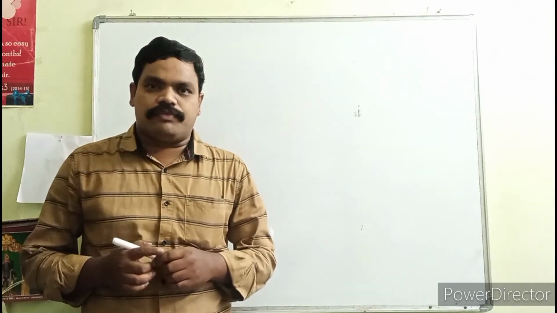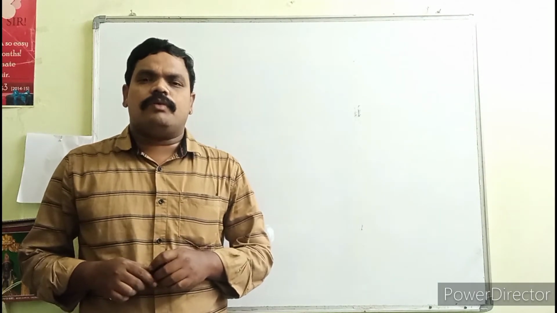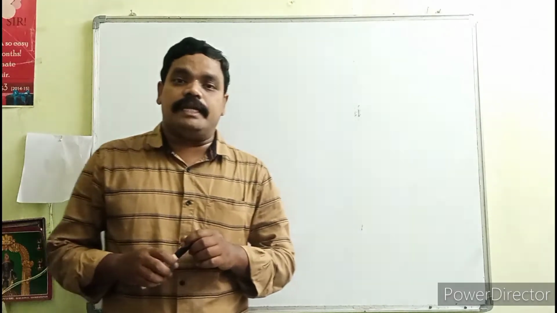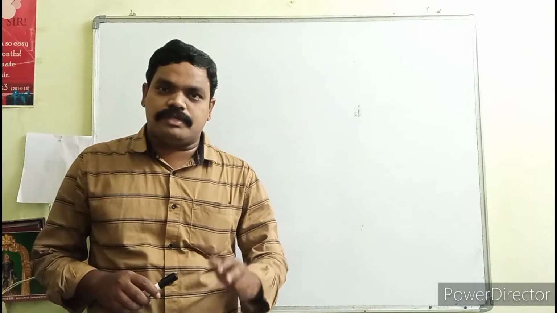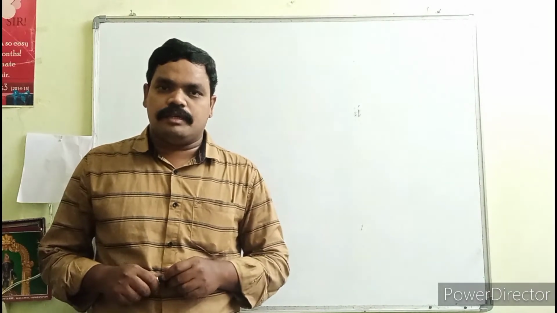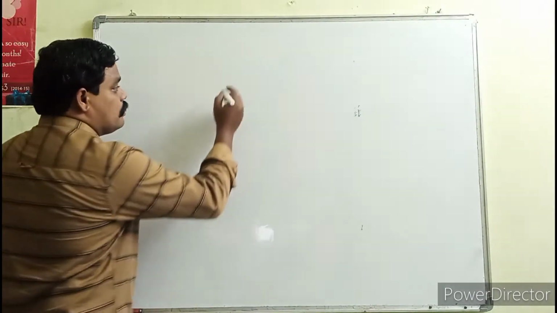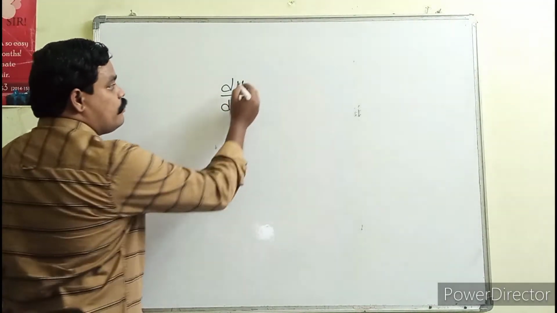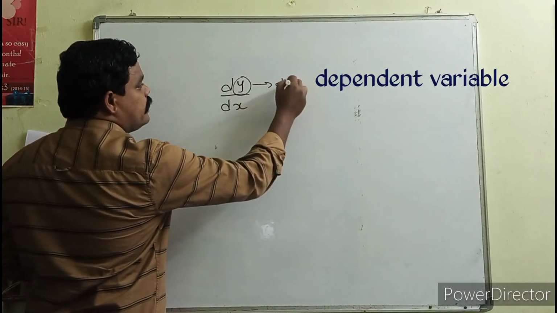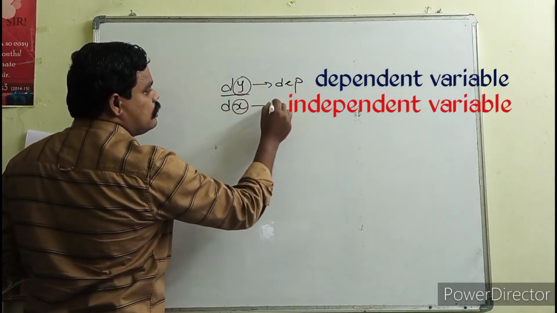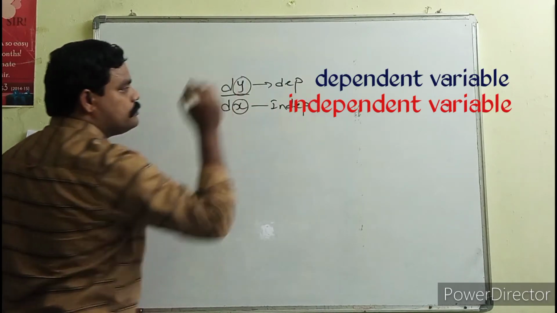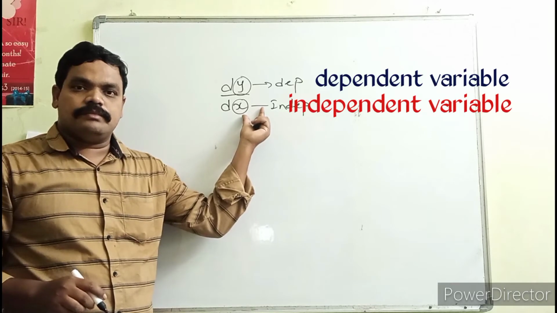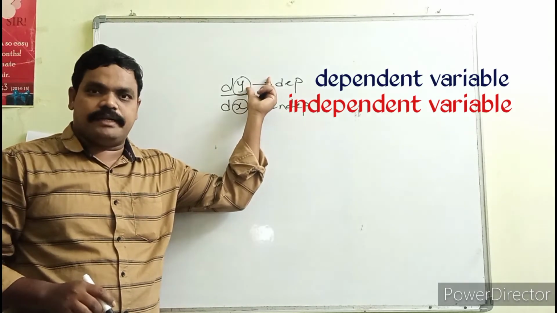Today we discuss the differential equation. What is a differential equation? An equation which involves the independent variables and the dependent variables and its differential coefficients. Means, what is the independent variable? Suppose there is dy by dx. Here y is called the dependent variable. x is called the independent variable. You understand? The denominator is independent. Numerator is dependent. Okay, ma.